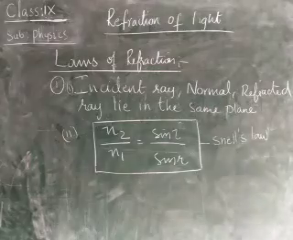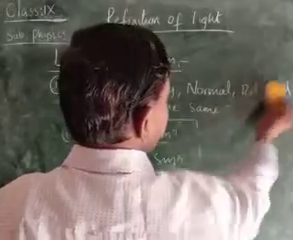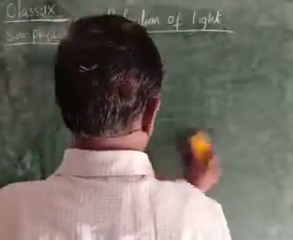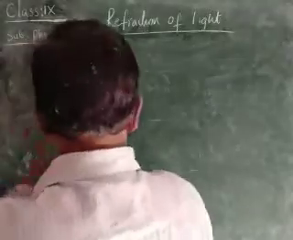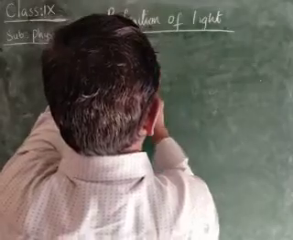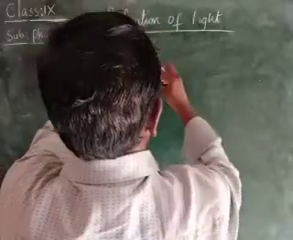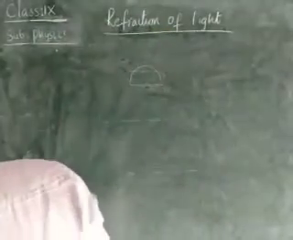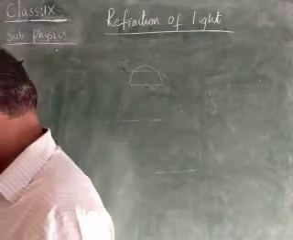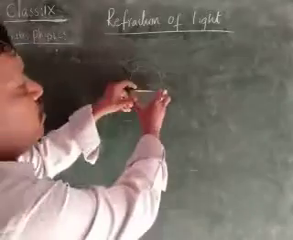Actually we should do the activity, children. After taking the semicircular glass slab, first you should draw the outline of it, children. After drawing the outline of it, you should write by using the protractor. And down here also we should write, children, on two sides.